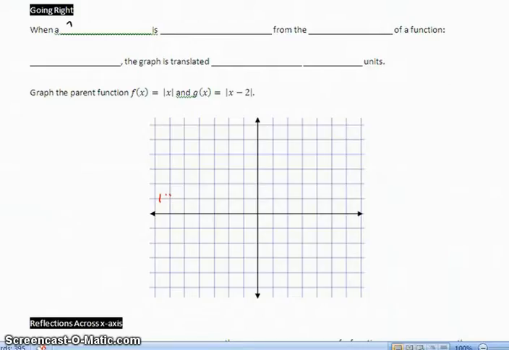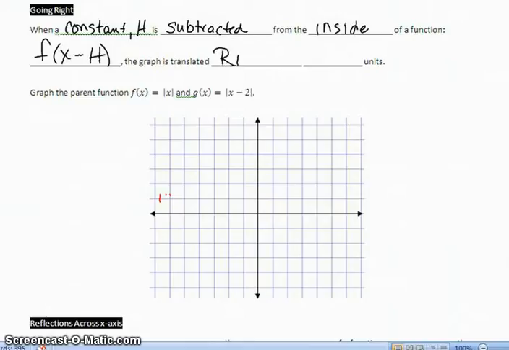When we have a constant h and it's subtracted from inside the function, it's going to be f of x minus h. The graph is translated right h units. Once again, the opposite of what you would think. You would think if I subtract it, I'm going left, but it's the opposite.